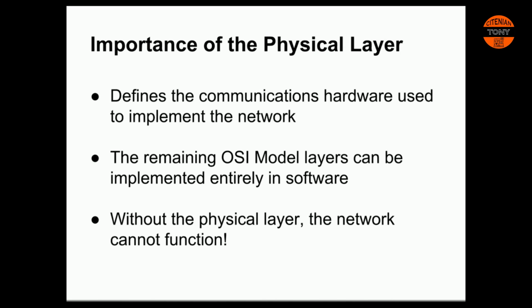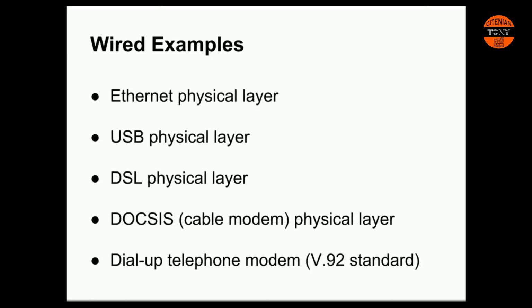So this layer is highly important. It could be argued, in fact, that the physical layer is the most important layer of any networking system, simply because none of the other layers work without it. This layer defines the communications hardware that's going to be used to implement the network, and every other layer of the OSI model can be implemented on top of it, and moreover, every other layer of the OSI model can technically be implemented entirely in software. So software needs some kind of hardware on which to run. The physical layer provides that hardware and allows the network to function.